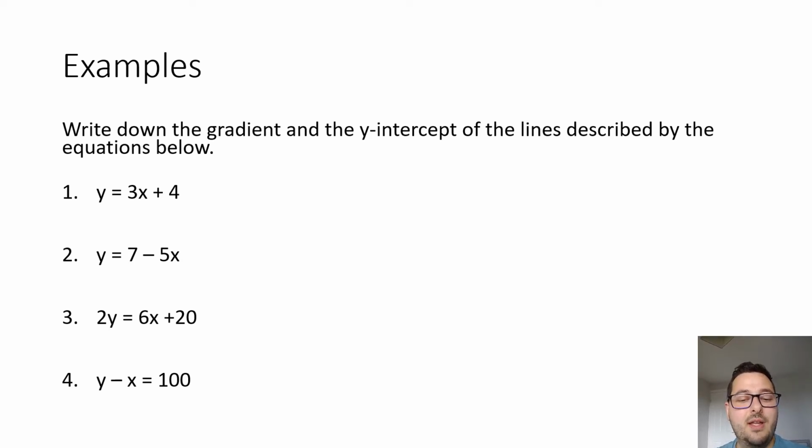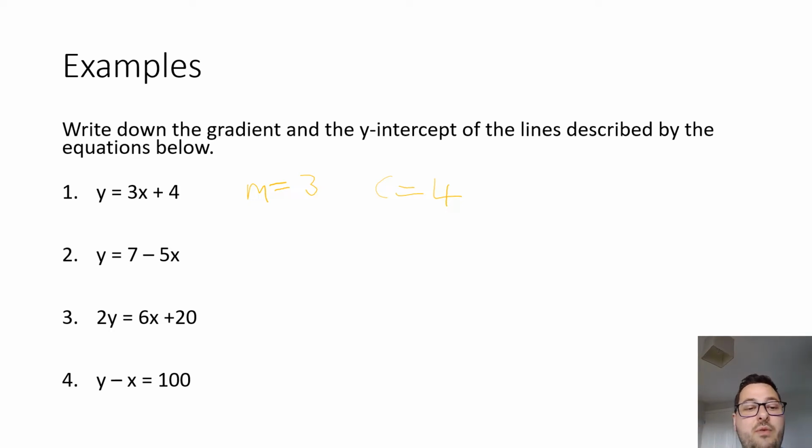Okay, so we've got y equals 3x plus 4. Well, the gradient, so m, is going to be 3, so it's just the number next to the x, and the y-intercept, which we'll call c, is 4. So you can just read them off like that.